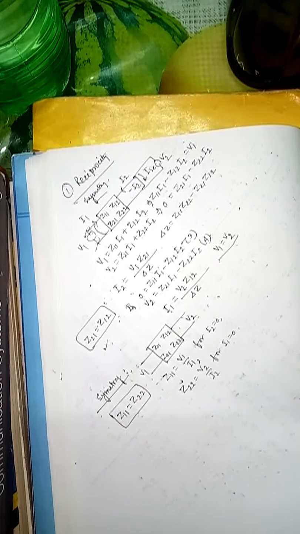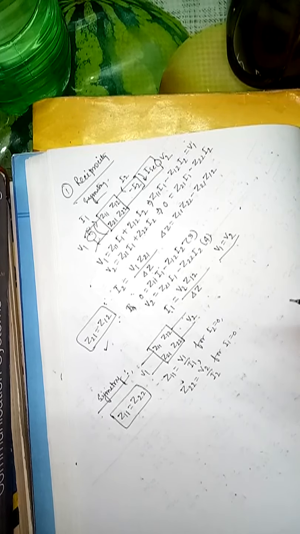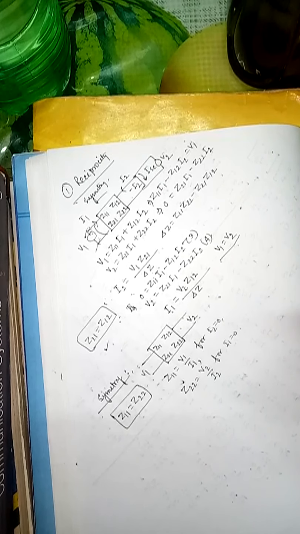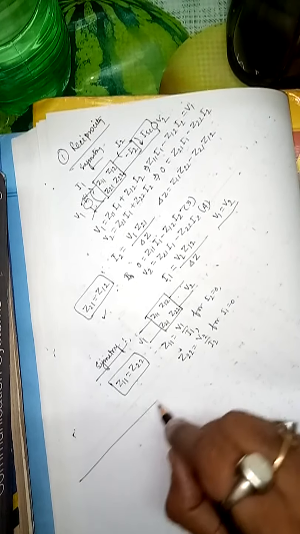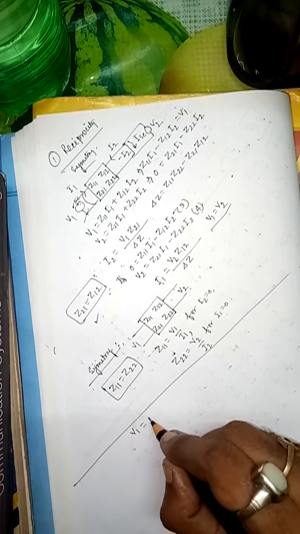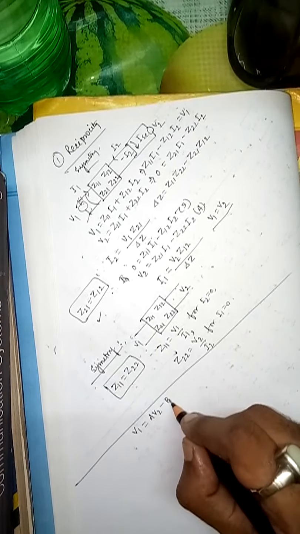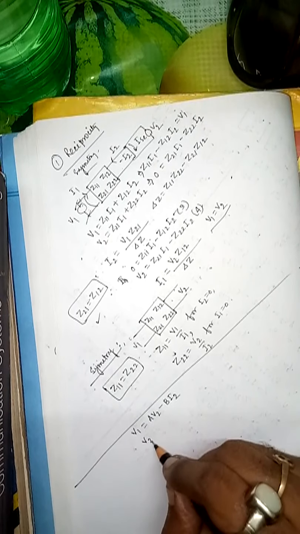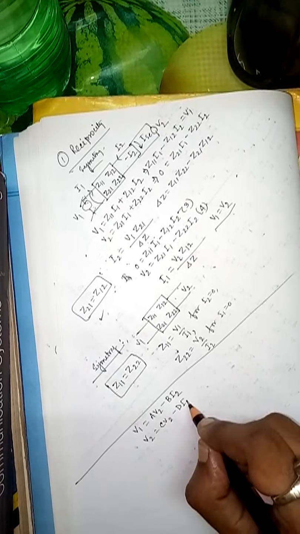Now the question may be asked in some cases what is the condition of symmetry and the condition of reciprocity in the case of some other parameters, say the Y parameters or the ABCD parameters. So our today's objective is here: we'll write the ABCD parametric equations, say V1 equals A V2 minus B I2, and V2 equals C V2 minus D I2.